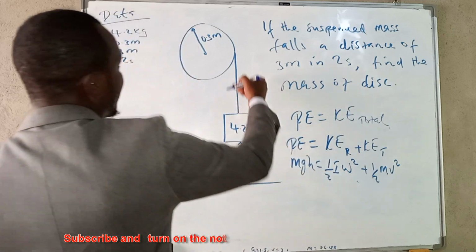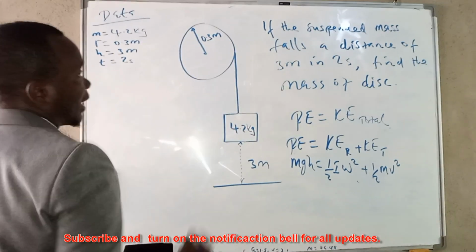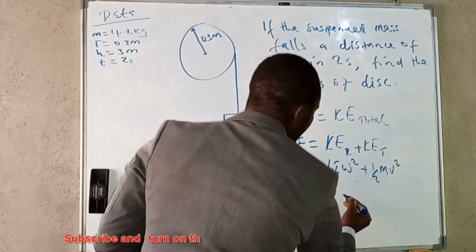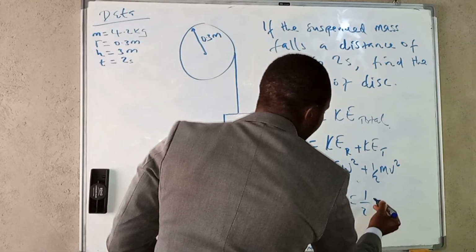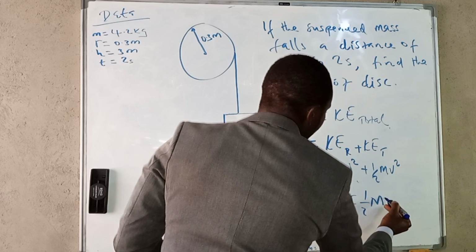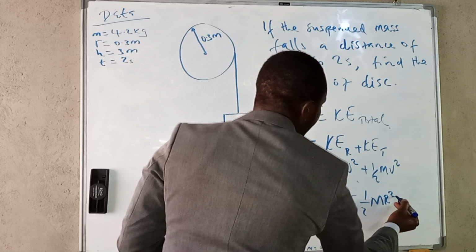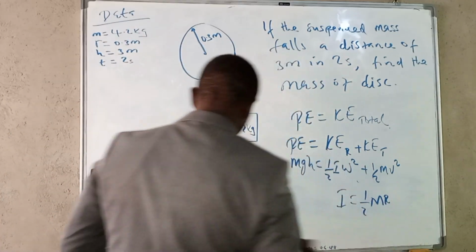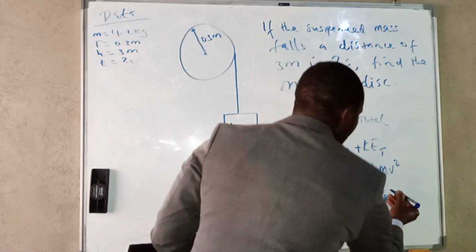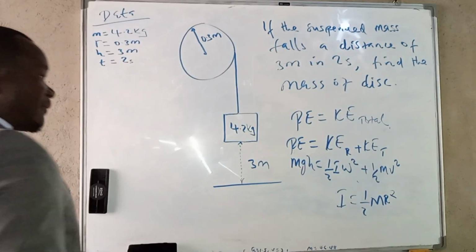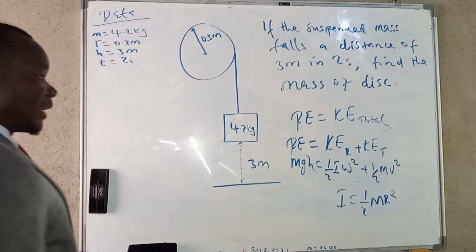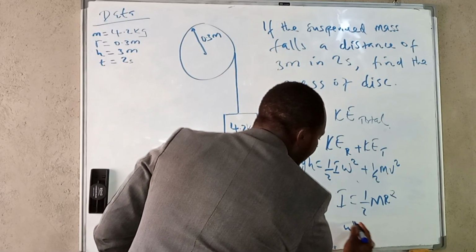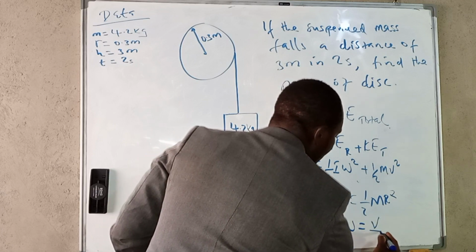We know that for a solid disk such as this one, the moment of inertia is half M r squared. This is the moment of inertia for a solid disk. And at the same time, we know that omega is equal to v over R.